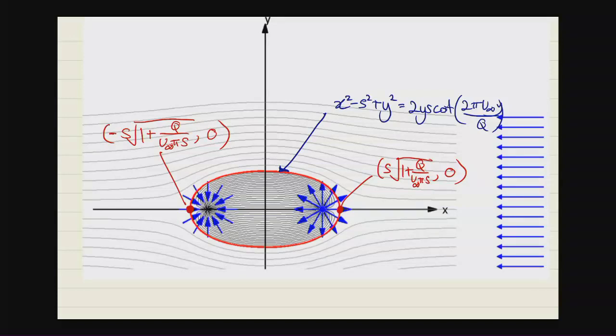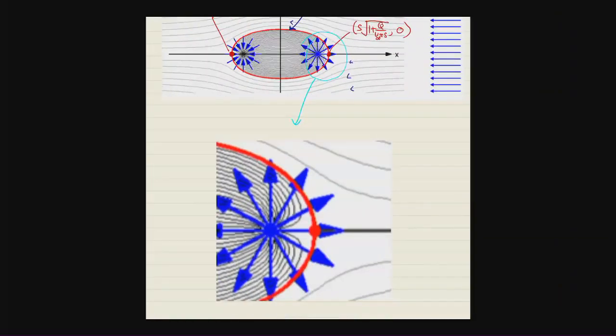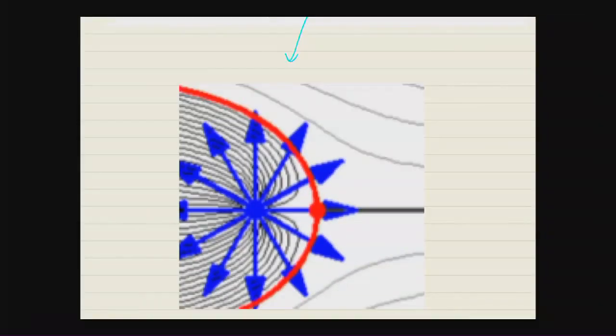You should also be able to draw the streamlines and the direction of the streamlines. I hope all of you know that in this region close to the stagnation point, if I zoom into that region, there are going to be two streamlines going out of the stagnation point and two streamlines going into the stagnation point.